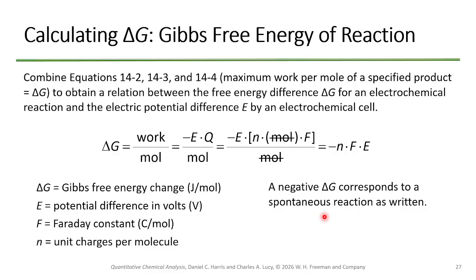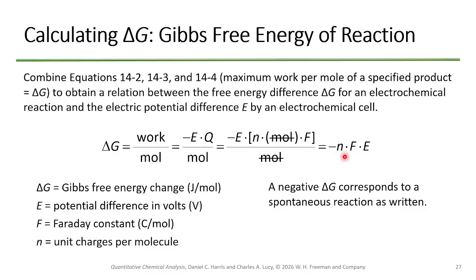Okay. So this is actually our combination of all the previous calculations that we've talked about. And so the maximum work per mole of a specified product equals your delta G. You can obtain this between the free energy difference for an electrochemical reaction and the electrical potential difference, E, by an electrochemical cell. And so if we go ahead and work this out, we get delta G equals negative NFE.